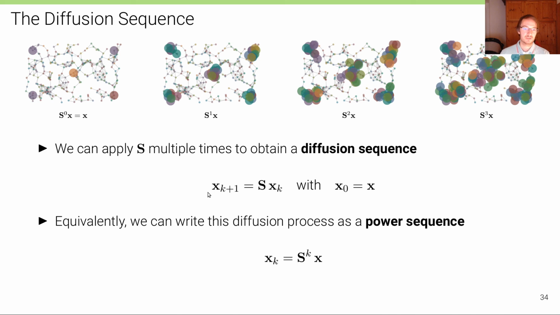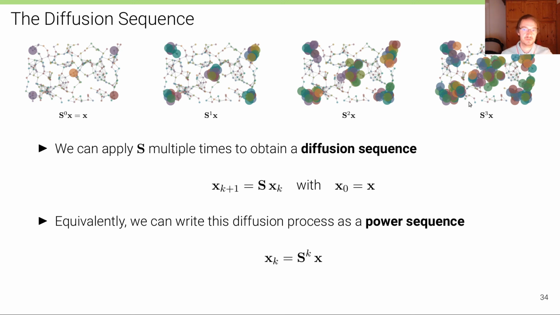In practice, you want to implement this variant here because it's computationally easier. Here in this case, you have to do a lot of matrix multiplications. Here you just have matrix vector multiplications, which is faster. But both are equivalent, and this one here is sometimes easier to analyze mathematically. So we're going to use this in our analysis.